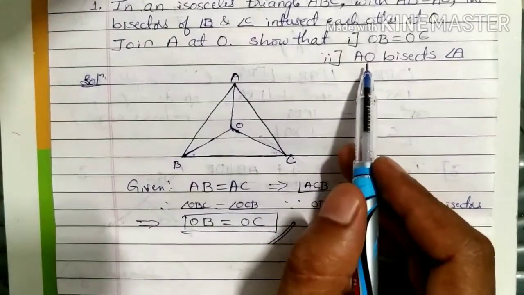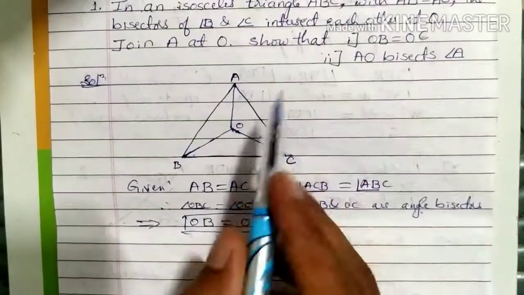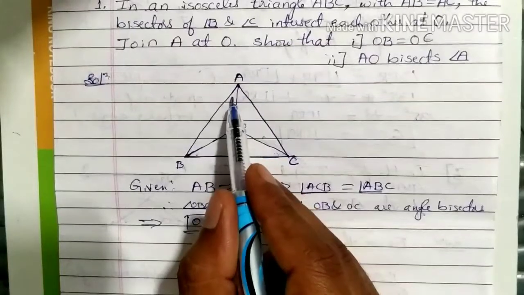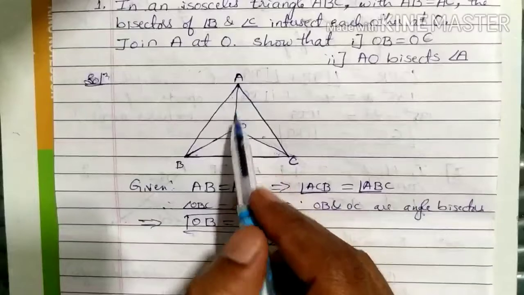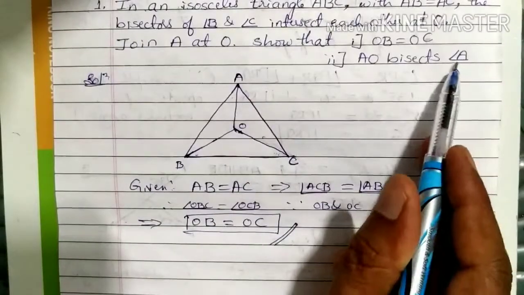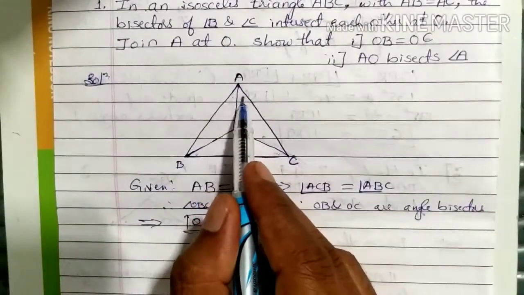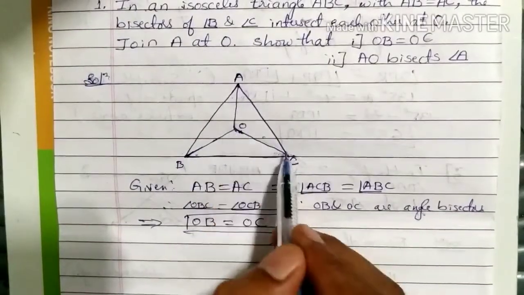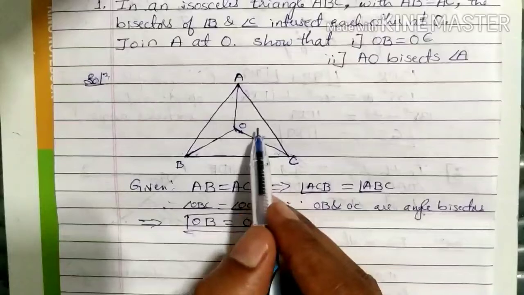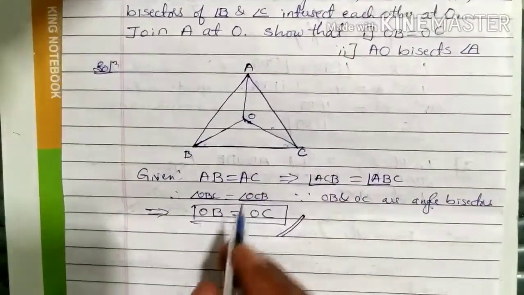Now, in order to prove AO bisects angle A, we have to prove that these two angles are equal, so then we can say that line AO bisects angle A. To show that these two angles are equal, let us consider these two triangles and show that those two are congruent.